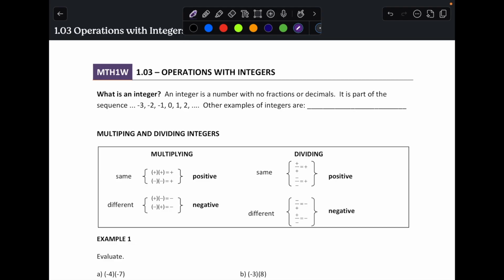Everyone, welcome back to another lesson in MTH1W. Today we're looking at operations with integers.